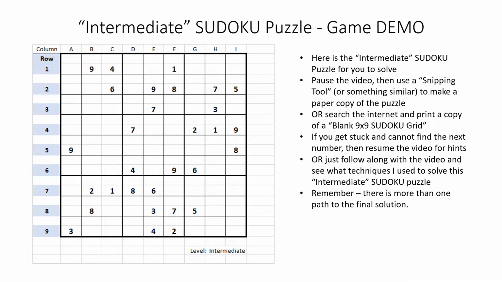Pause the video, then use a snipping tool or something similar to make a paper copy of the puzzle, or search the internet and print a copy of a blank 9x9 Sudoku grid. If you get stuck and cannot find the next number, then resume the video for hints, or just follow along with the video and see what techniques I use to solve this intermediate Sudoku puzzle. Remember, there is more than one path to the final solution.